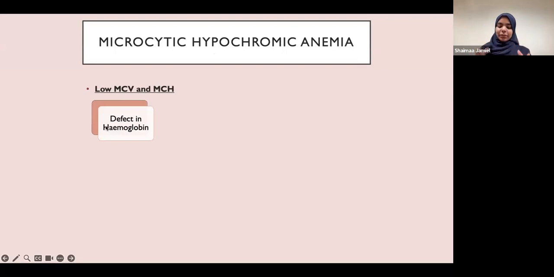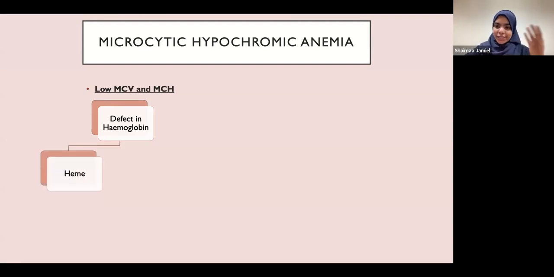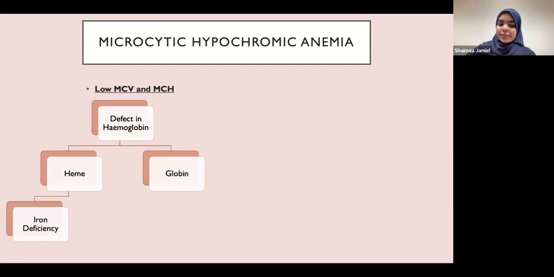And if we know the red blood cells, they don't have a nucleus, they don't have mitochondria, they lack most of the organelles, and they're mainly filled up with hemoglobin, right? So if there's a problem with the hemoglobin, then that's most likely what's causing a microcytic hypochromic anemia, okay? The problem can be either from the heme, which is the iron-containing component of hemoglobin, or from the globin chain. An example of defect in heme synthesis is iron deficiency anemia, because heme needs iron. If you have iron deficiency, then you're not going to be able to produce heme, okay?